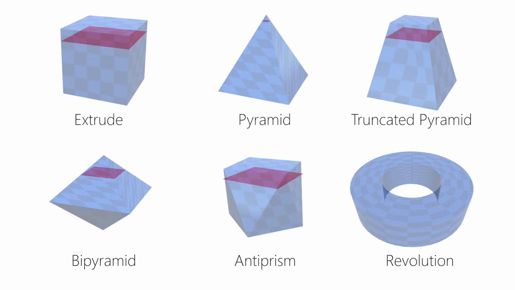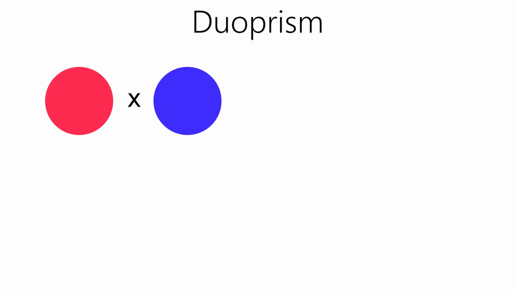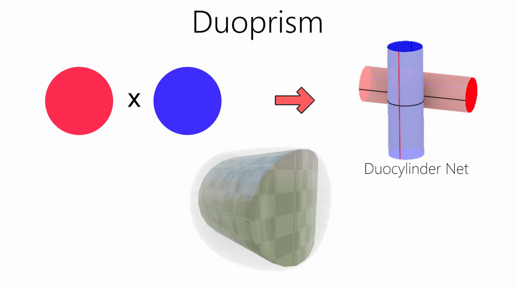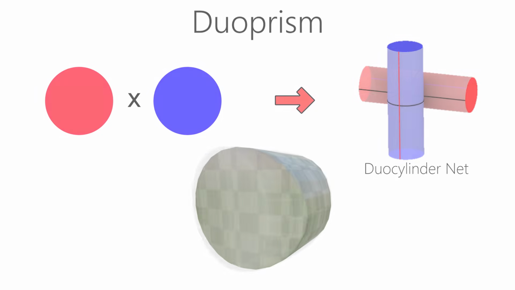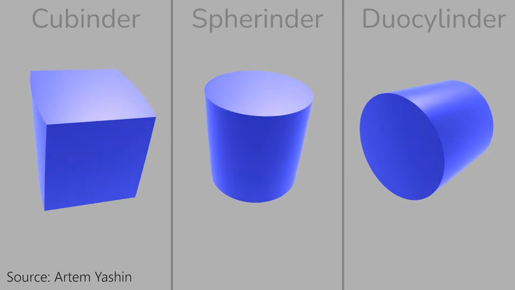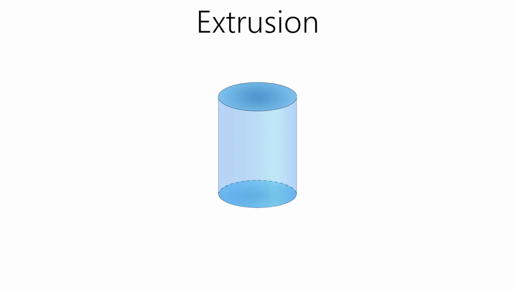There's even a new 4D specific one called a Duoprism, where one 2D mesh extrudes along another 2D mesh perpendicularly, but it's a little hard to visualize. I'll leave a link to a great video on these techniques, so check that out later. But even the most basic extrusion is much more complicated than you'd think.